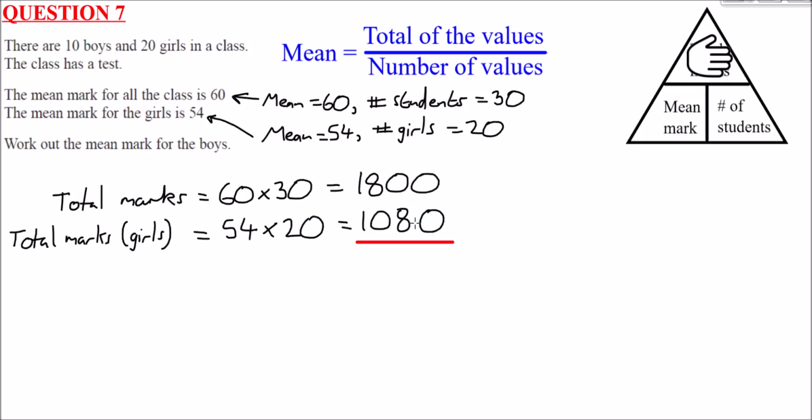So the grand total number of marks was 1,800. 1,080 was scored by the girls, so the rest of them must have been scored by the boys. So what we need to do here is to work out how many marks the boys scored: 1,800 minus 1,080. 0 take 0 is 0. Nothing take away 8 we can't do. Let's borrow 1 from the 8, which becomes a 7. Move the 1 next door. That 0 is now 10. 10 take away 8 is 2. 7 take away nothing is still 7. 1 take away 1 cancels. So therefore 720 marks in total by the boys.